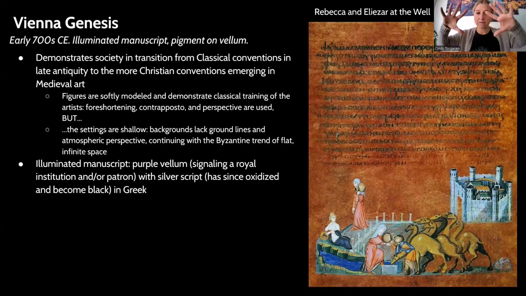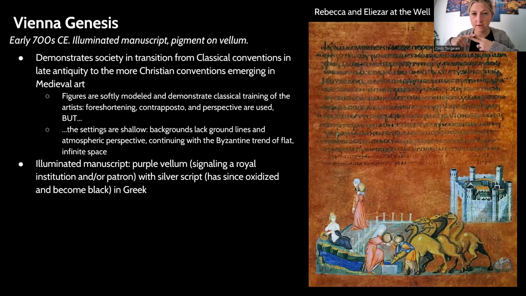So originally it would have been this bright purple with silver text on top, and the silver would have been written in real silver, and that oxidized over time. So that's why it looks black now. But purple is a very hard color to come by in this time and to dye things with.